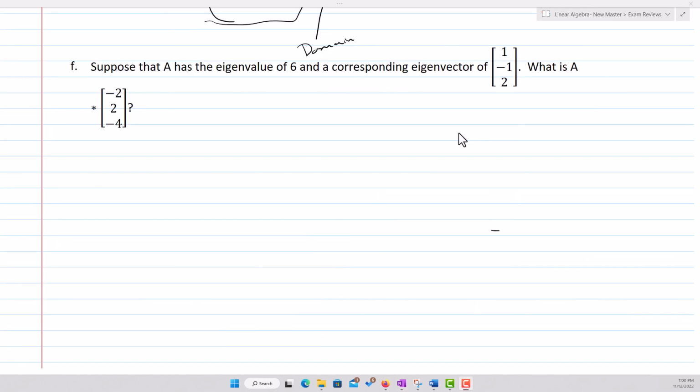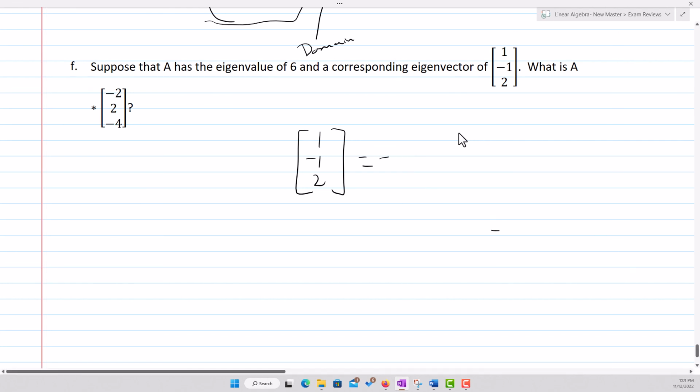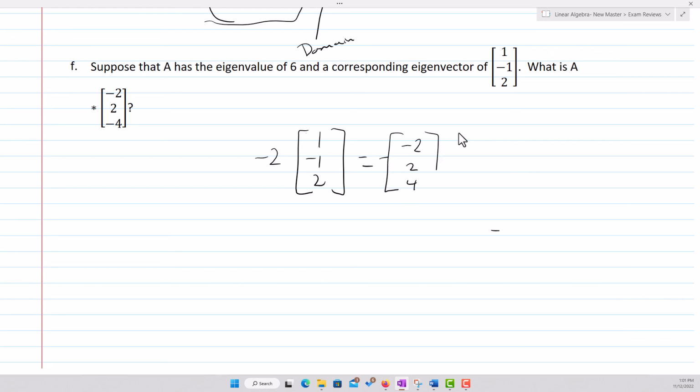So now we want to ask, suppose that A has the eigenvalue of 6 and a corresponding eigenvector of (1, -1, 2). What is A of (-2, 2, -4)? One of the things to notice here is that -2 times (1, -1, 2) is actually equal to (-2, 2, -4). So what we know now is that, in fact, (-2, 2, -4) is also an eigenvector for A.